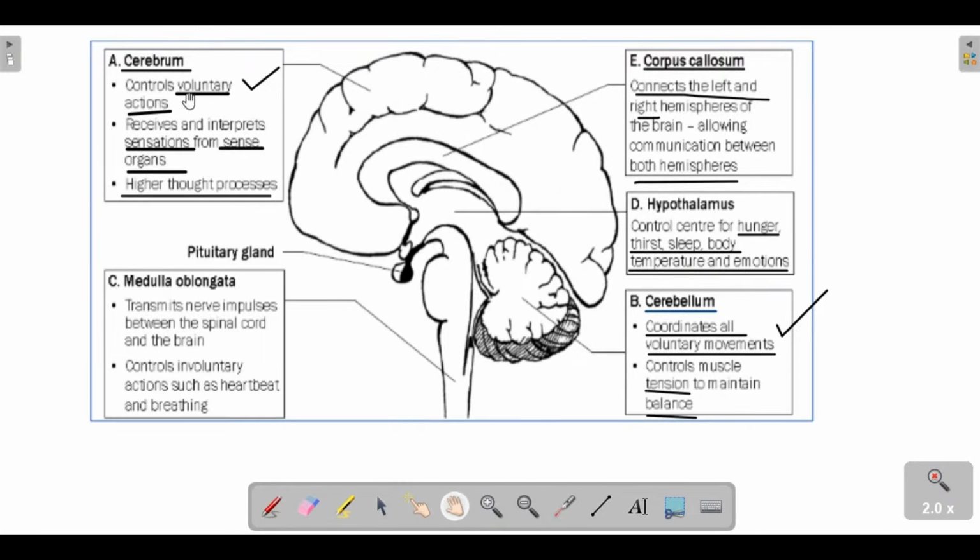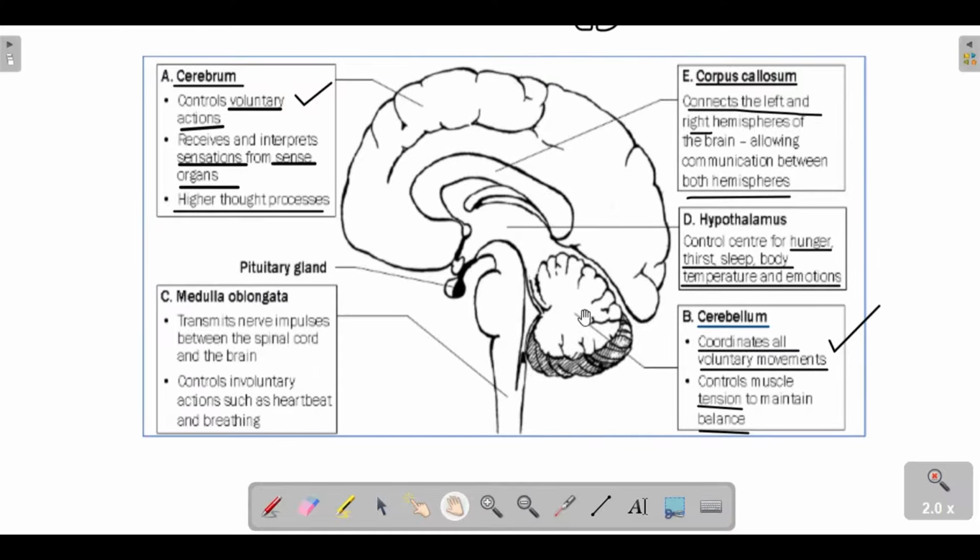Hope you can see this. I really hope so. So that is the cerebellum. And then now you have the medulla oblongata. That's quite a word, right?